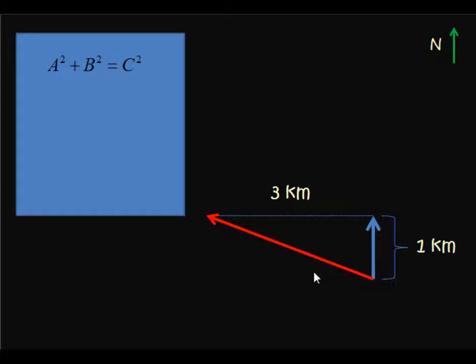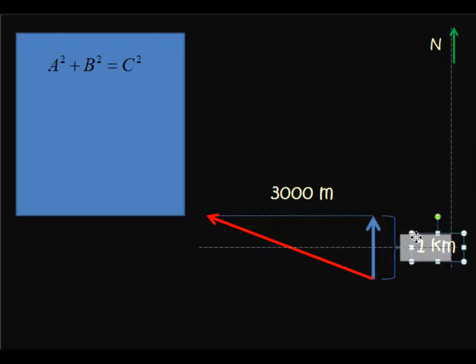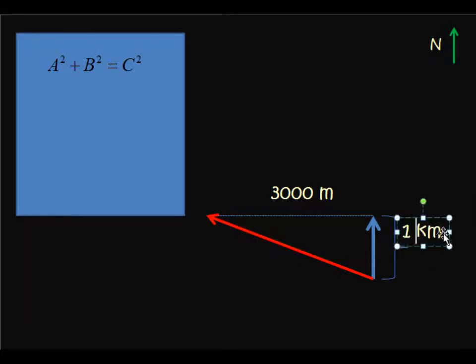Before I plug into the Pythagorean theorem, I like to go ahead and convert my units if necessary. So notice right here we have 3 kilometers. The proper SI unit for distance is the meter. So we're going to go ahead and convert this from 3 kilometers to 3,000 meters. Same over here. Instead of 1 kilometer, we will convert it to meters. 1 kilometer converted to meters is 1,000 meters.